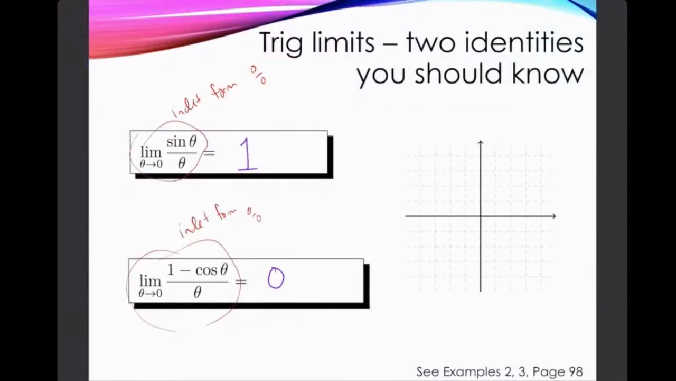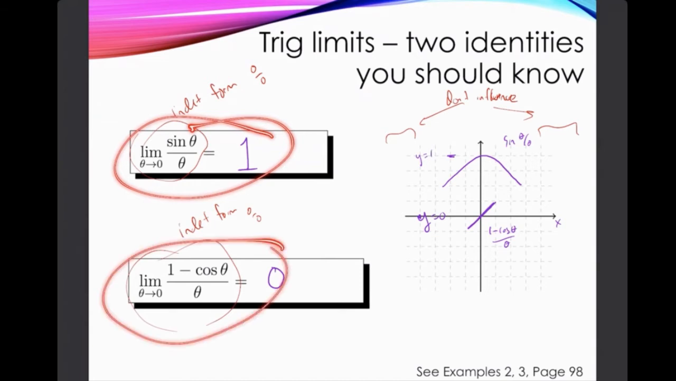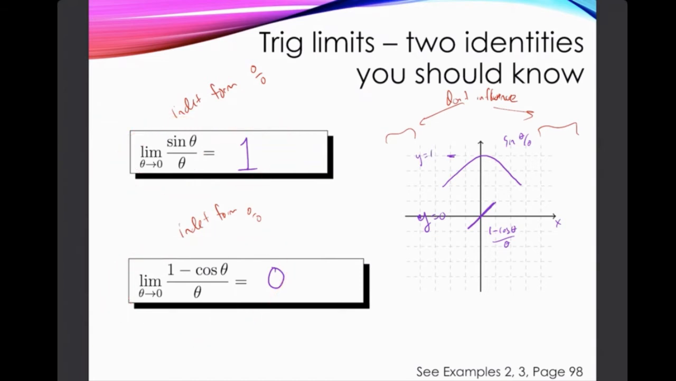And we established those both graphically. Sine of theta over theta around 0 looked like that, and it went to y equals 1. And the 1 minus cosine of theta over theta went to y equals 0. And again, I don't really care what's happening outside of the view that I show here. Like what's going on out here and out here, those don't influence the value of the limit because it's a purely local property. So I'm going to take these two identities now, and I want to use them to compute some values of some limits.